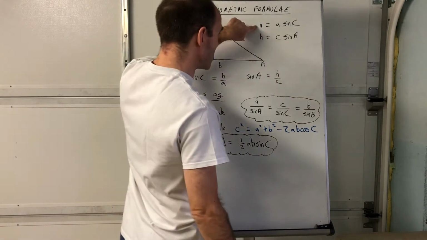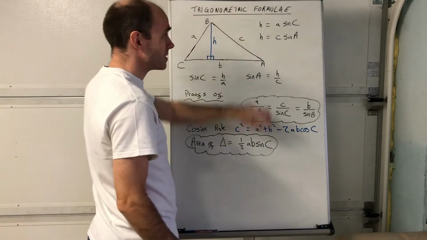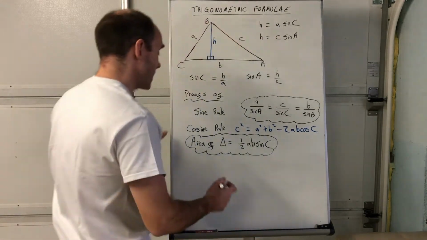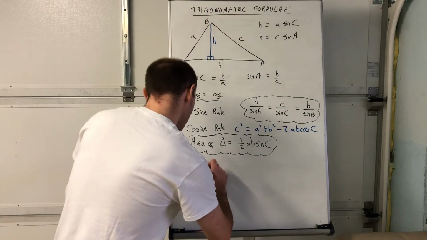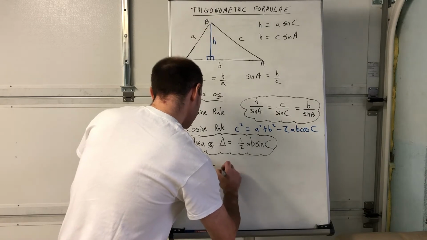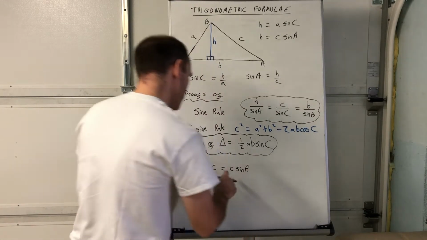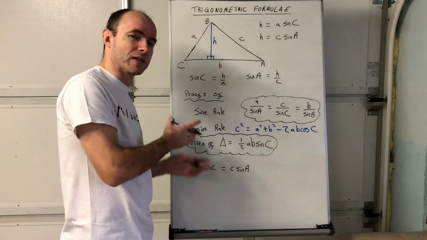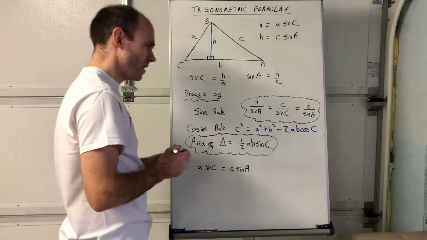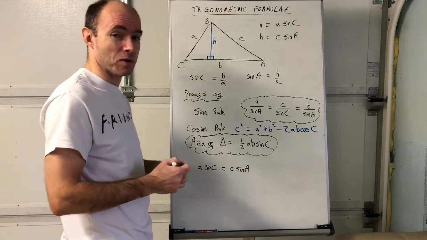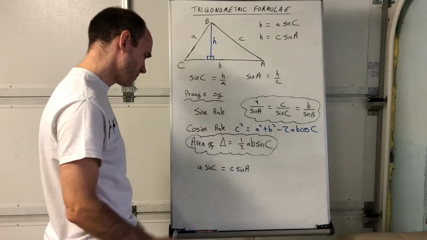Now, because h is equal to both of these, these two must be identical. I'm going to write that down here: a sine C equals c sine A. You could use the identity symbol, but I'm just using the equals, because I don't know what audience I'm going for here. It could be a GCSE audience, an A-level audience, or beyond, but I'm using the equals, I'm sure you don't mind.